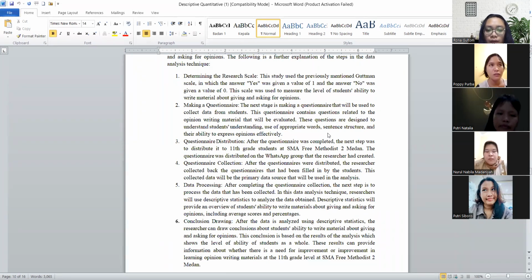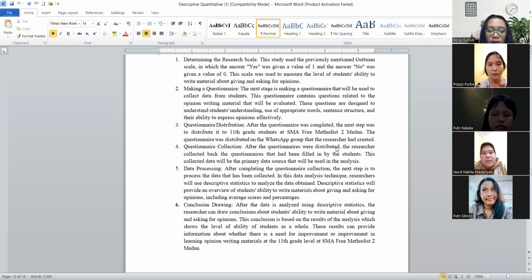The third step is questionnaire distribution. After the questionnaire was complete, the next step was to distribute it to the 11th grade students at SMA Free Methodist 2 Medan. The questionnaire was distributed in the WhatsApp group that the researcher had created. The fourth step is collecting the questionnaire. After the questionnaires were distributed, the researcher collected back the questionnaires that had been filled in by the students, and this collected data will be the primary data source used in the analysis.